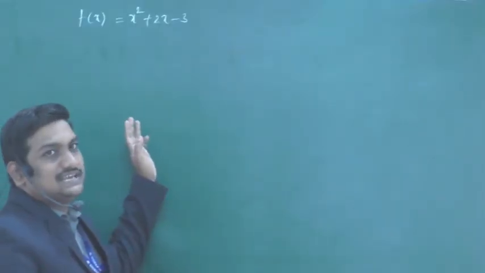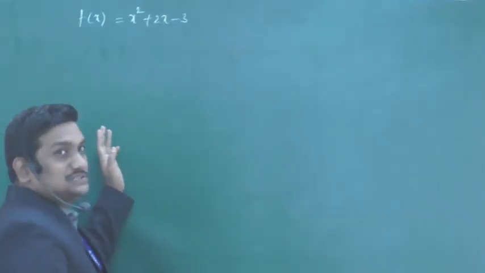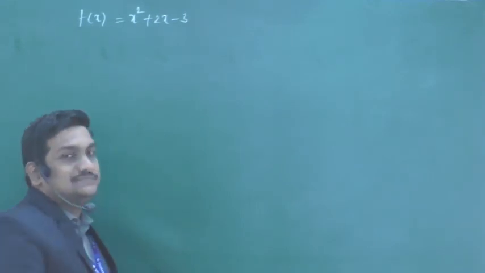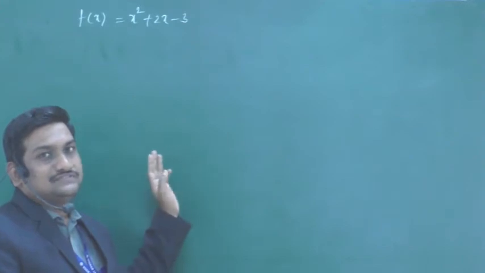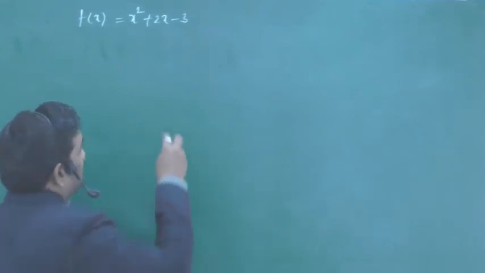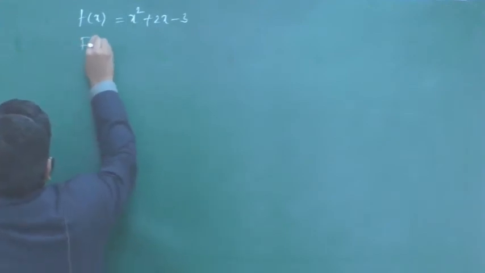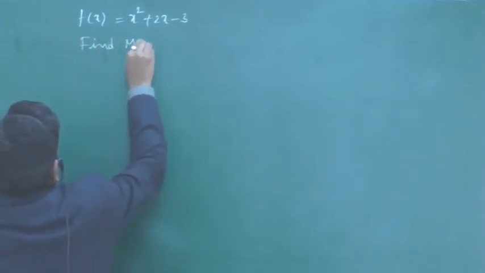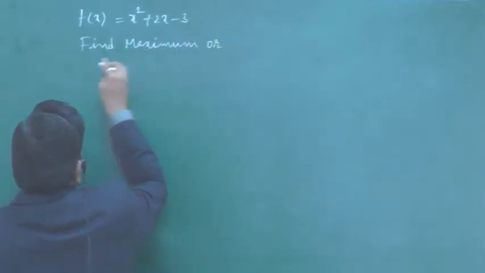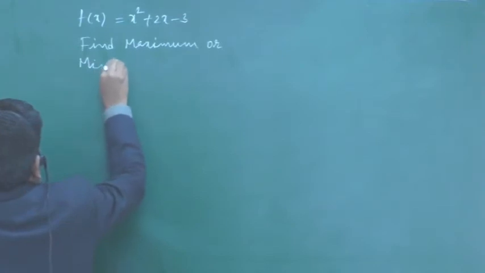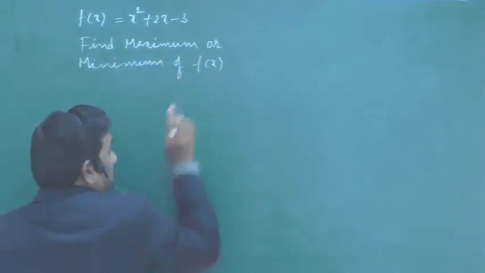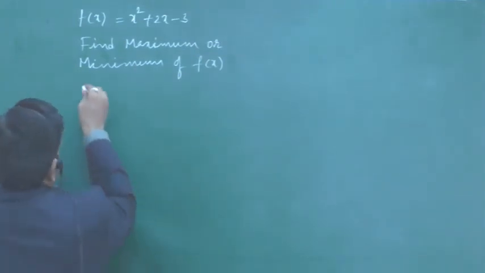Given f of x is equal to x square plus 2x minus 3, now we need to find the maximum and minimum of this function f of x by using the second derivative test.